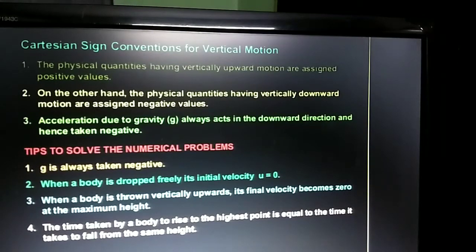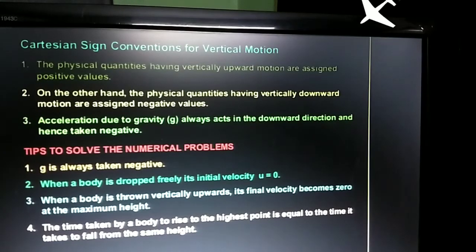Velocity measured away from the surface of the earth, that is in the upward direction, is taken as positive, while velocity measured towards the surface of the earth is taken as negative. So these are important points to solve the problems pertaining to a freely falling body. Always take u equals 0 if the body is dropped from a certain height, and take v equals 0 at the highest point when a body is thrown upwards.